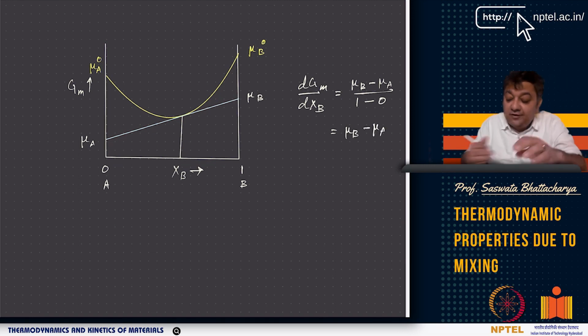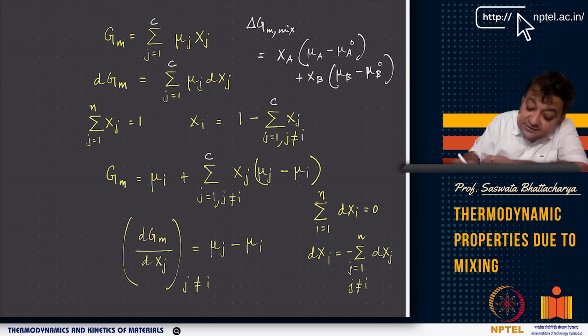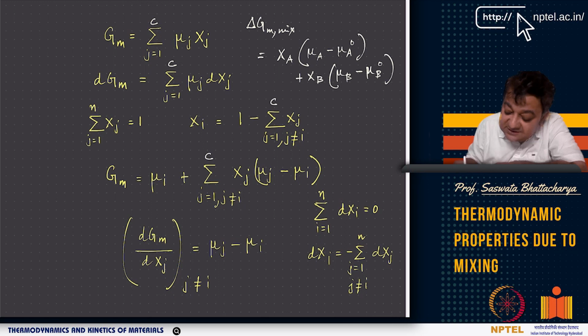If you want to do it for a ternary system or a quaternary system, how do you do that? You basically look at del Gm del Xj. From this derivation, just by partitioning Xi and Xj, where j is not equal to i, you can easily see that del Gm del Xj is mu j minus mu i.